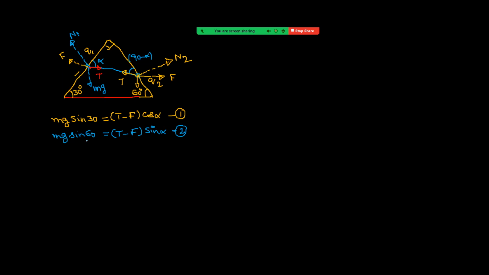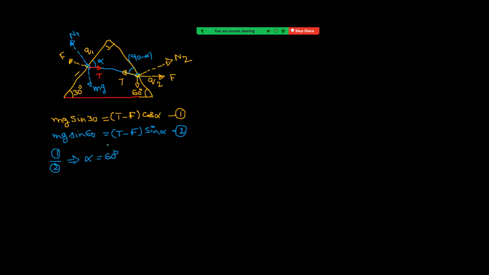Now you can see from equations 1 and 2, let us divide equation 1 by equation 2. mg gets cancelled, and T minus F gets cancelled. Then see what we get: tan alpha equal to root 3. That implies alpha equal to 60. So we got the value of alpha.